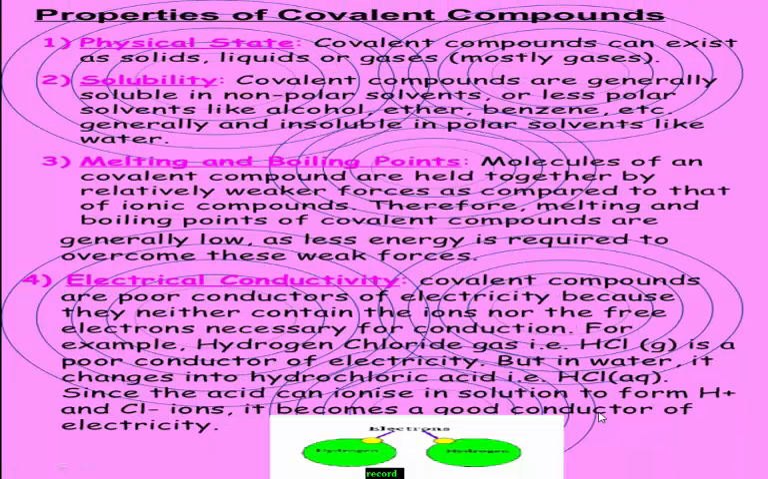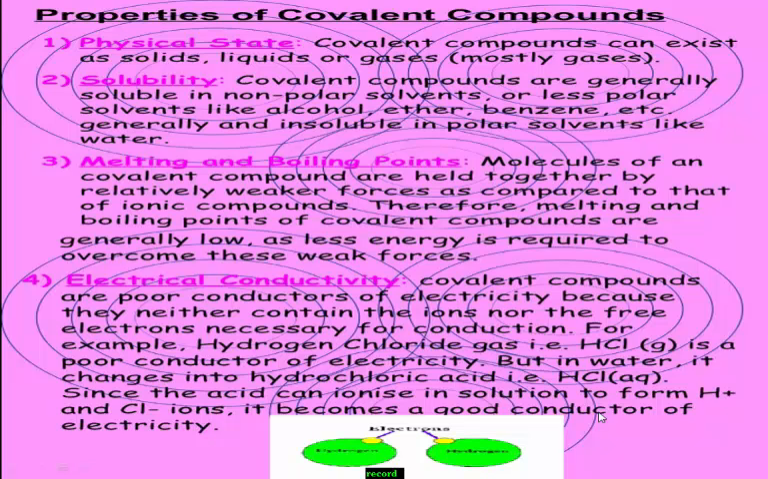Next, another concept, that is properties of covalent compounds. Students, in the theory class we know some points related to these properties of covalent compounds. In that, first one, covalent compounds can exist in 3 states: solids, liquids, as well as gaseous states. Covalent compounds are mainly present as molecules. Remember, this is a very important point.